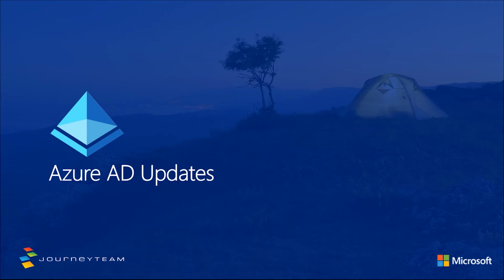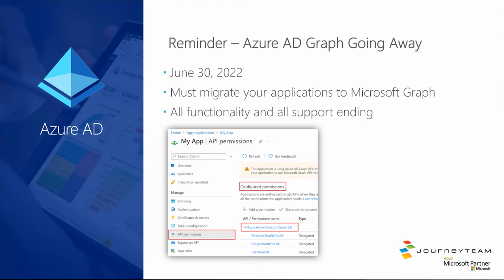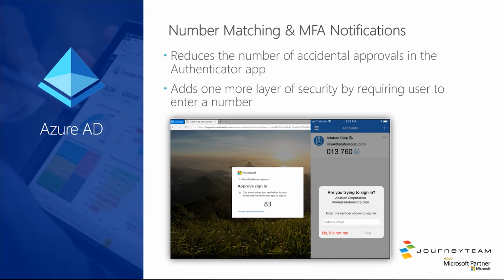Let's talk about Azure AD updates. The Azure AD Graph is going away. Graph is not going away. Azure AD Graph is going away and moving under Microsoft Graph as of June 30th, 2022. All functionality and all support will be ending for Azure AD Graph. It will actually stop responding to your requests, either through code or whatever you're using. I use it a lot with PowerShell. So that's going away. You've got to convert over to Microsoft Graph. There's a bunch of mappings out there on the internet if you want to search for and find those. Microsoft has documented those quite well.